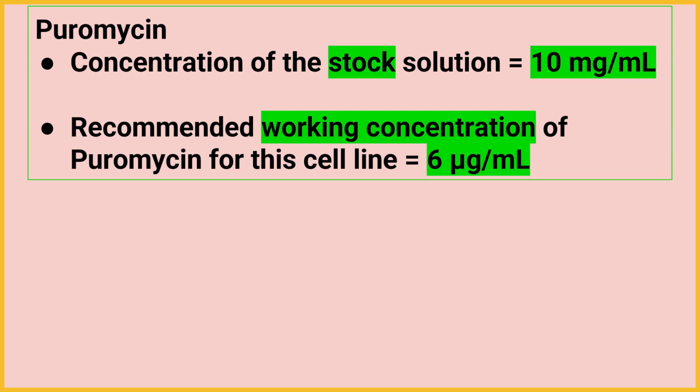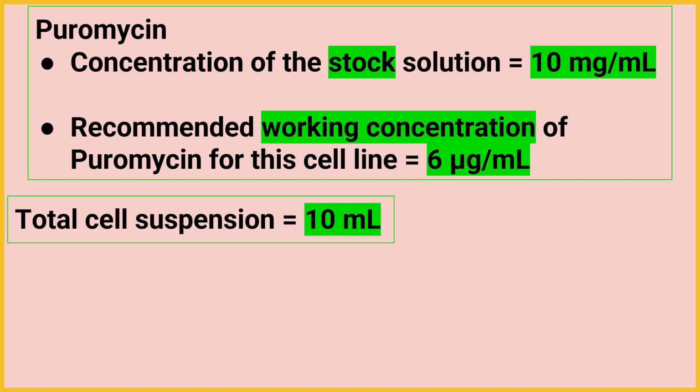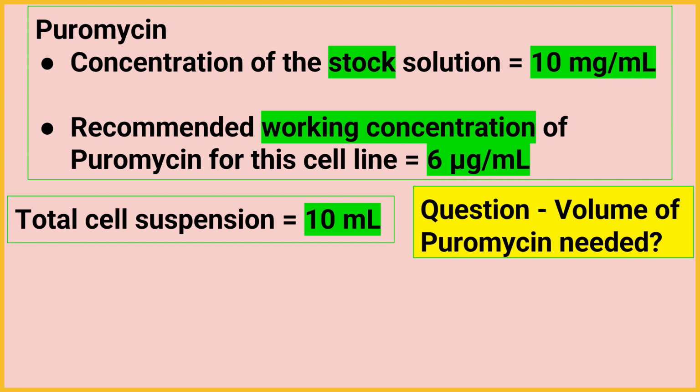To recap, the concentration of the stock solution of puromycin is 10 milligrams per milliliter. The recommended working concentration of puromycin for the cell line being cultured is 6 micrograms per milliliter. The total cell suspension equals 10 milliliters. We want to calculate the volume of puromycin needed in the flask of cells.